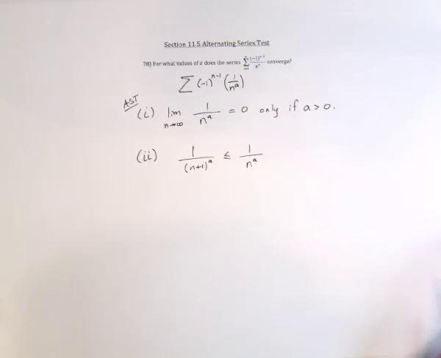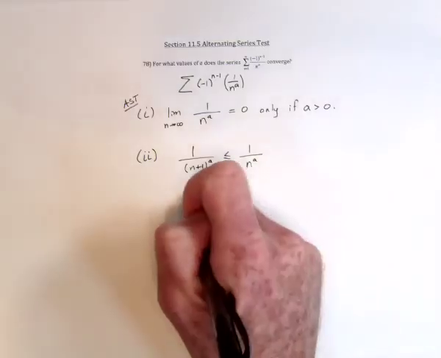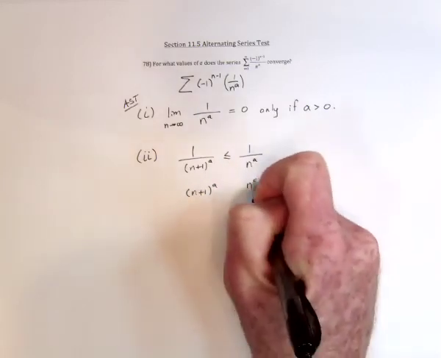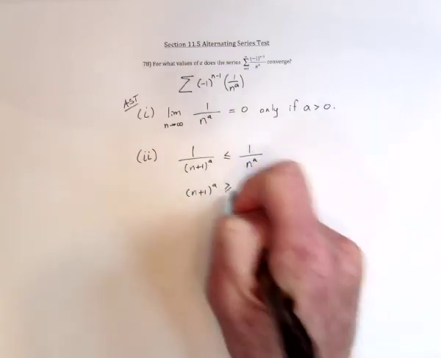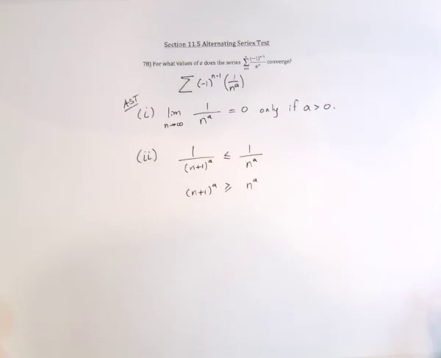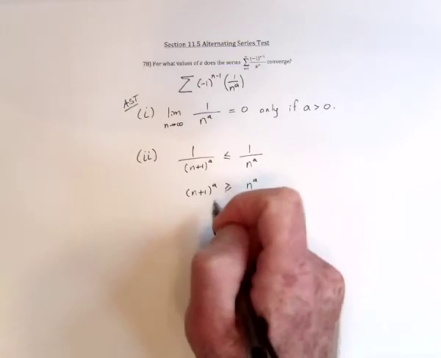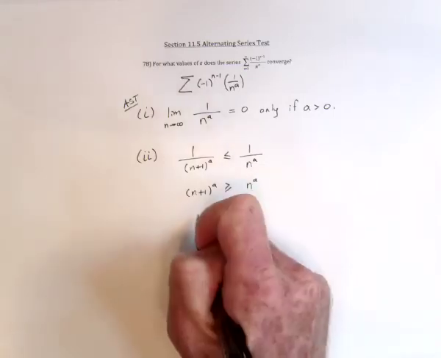Well, we could do some algebra here. You could invert both sides. When you do that, it's going to invert the inequality as well. You could even take the a-th root. It's not easy to say. The a-th root of both sides.